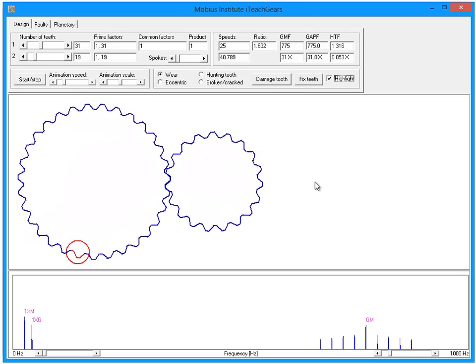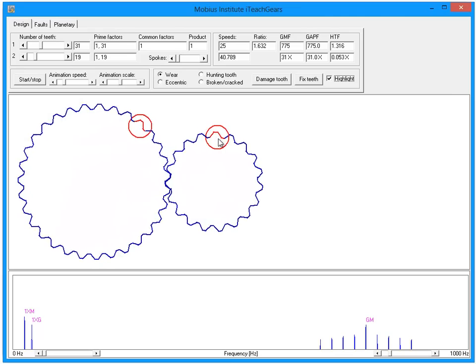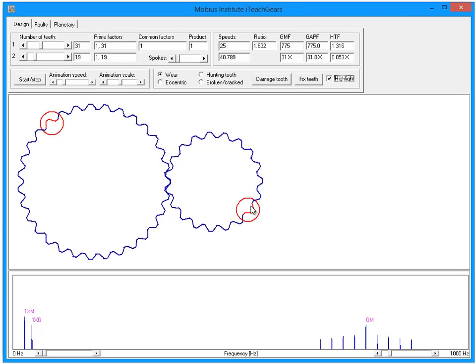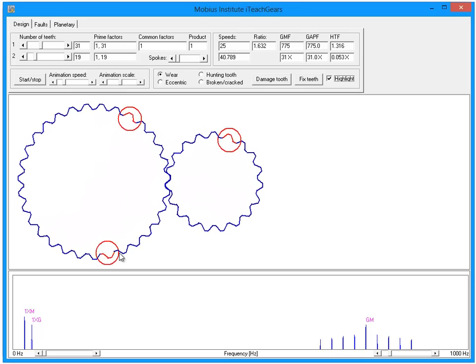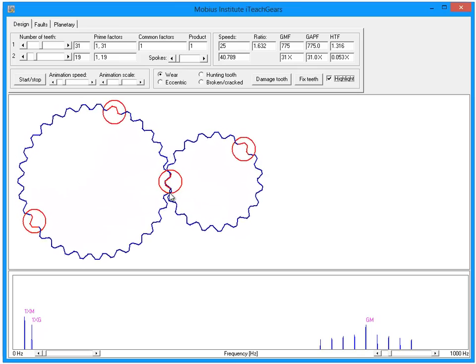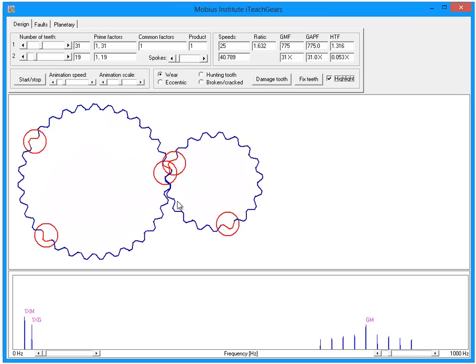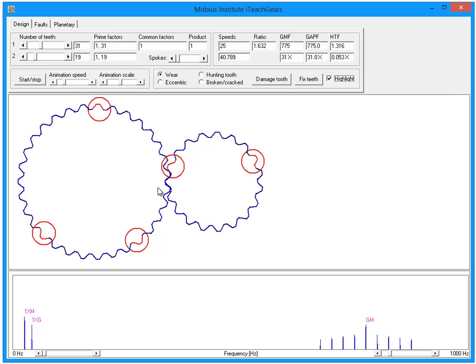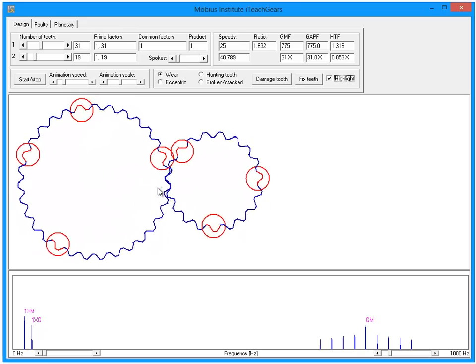What I'm simulating in this case is that this tooth, when it meshes, is actually going to slightly damage that tooth. And then when this tooth comes into contact, it's going to slightly damage that tooth. And then when this tooth comes back into mesh, it'll slightly damage that tooth. And then that damages that. And this will damage, or they're going to mate with each other. And this will touch there. And if we keep watching, we'll see an interesting thing happen.